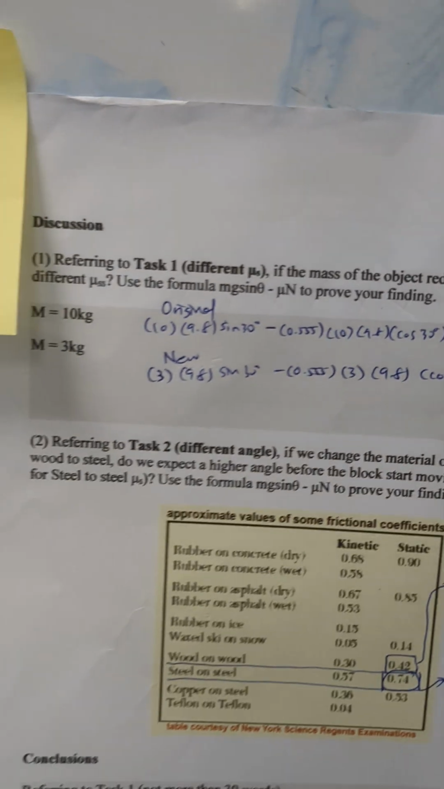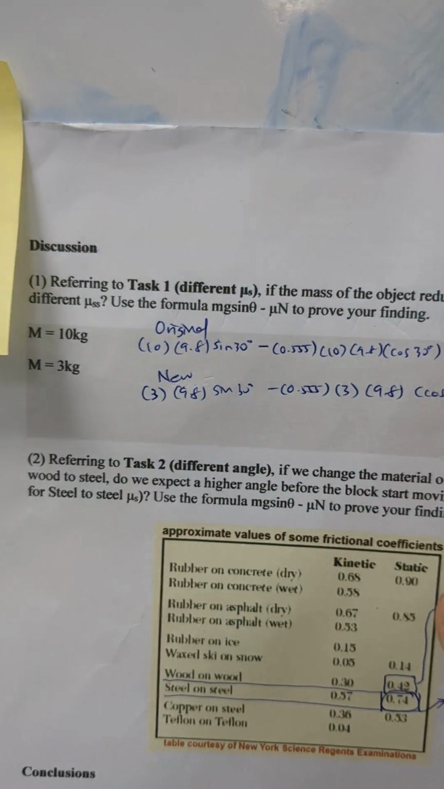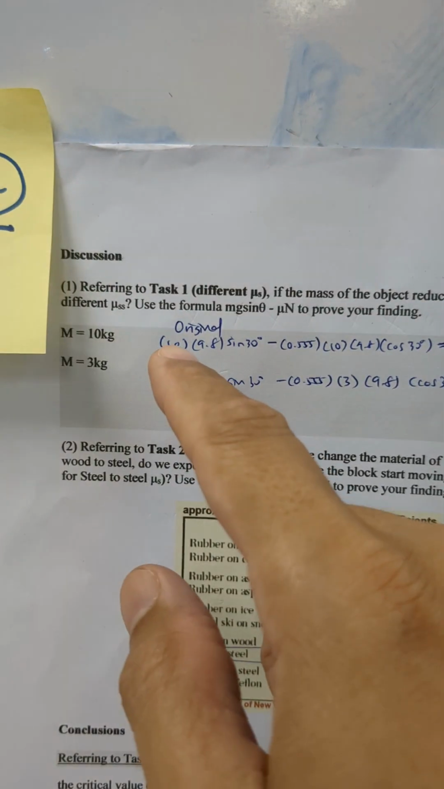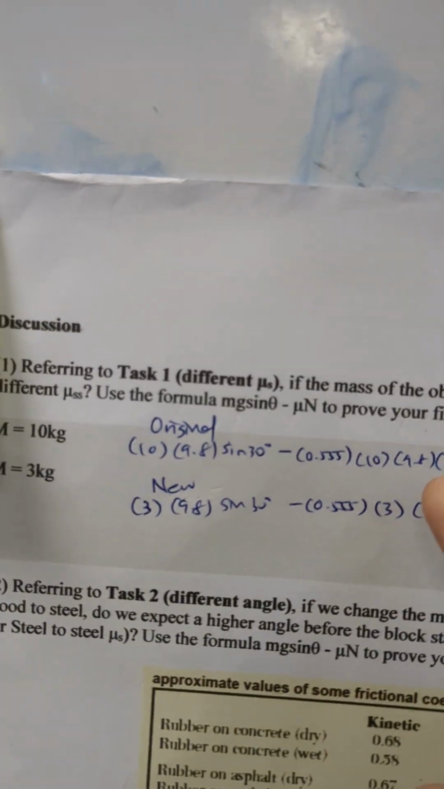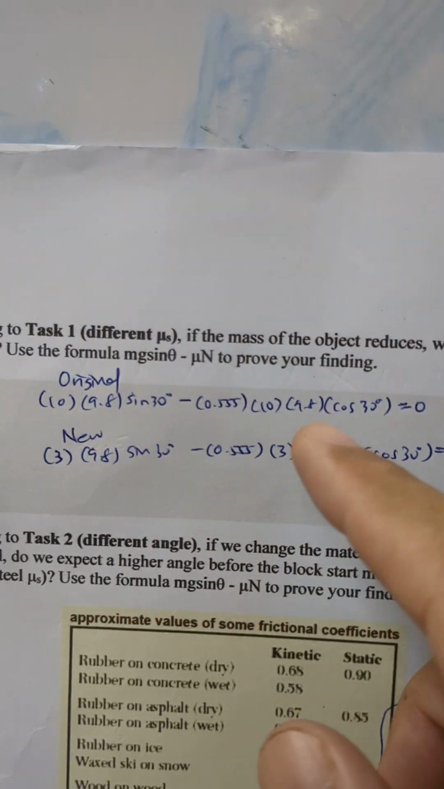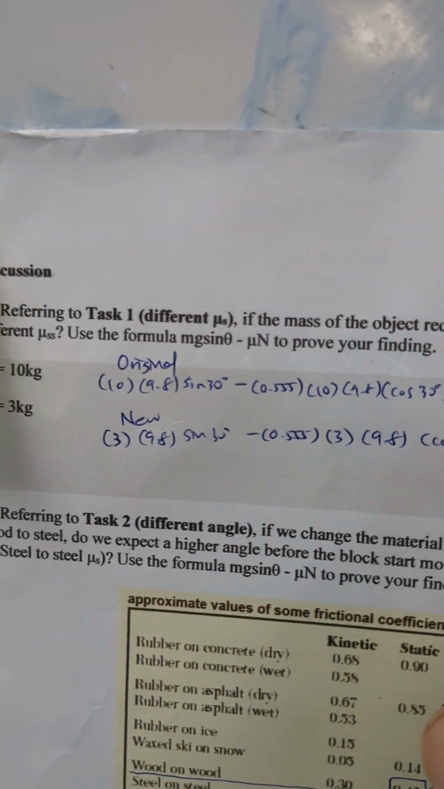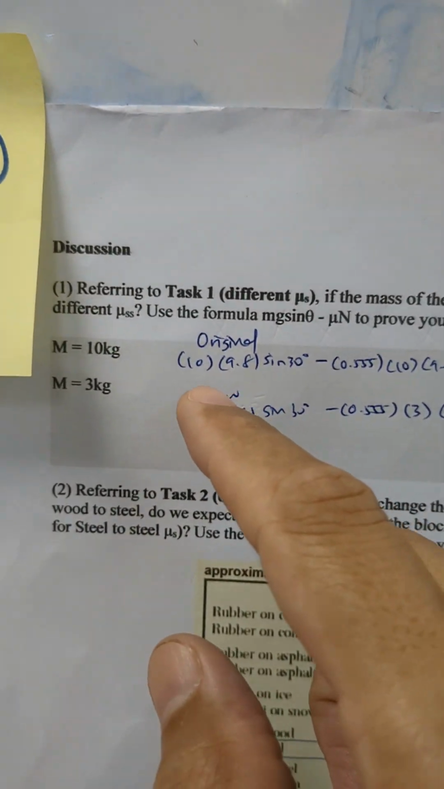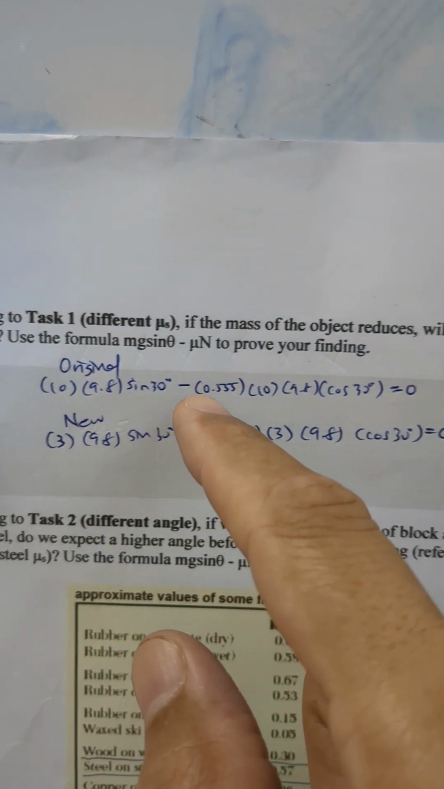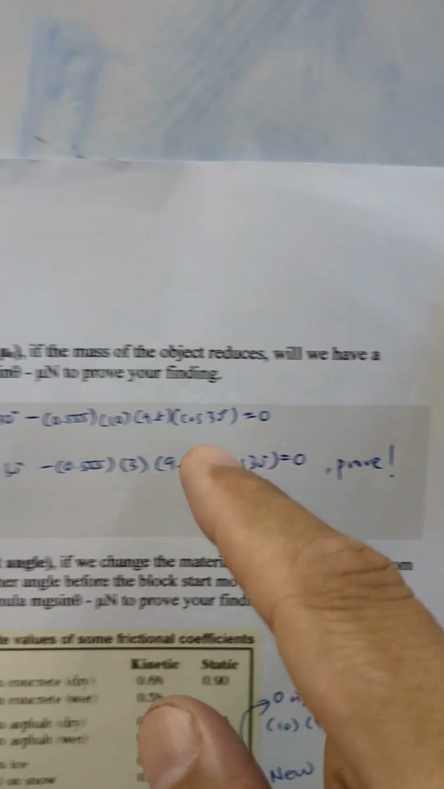Alright, I'm member 4. I want to explain this discussion about when we change the weight. When we change the weight, will it affect the object, whether it moves or not? So we're going to prove it by putting the original weight, which is 10 kilograms, into the formula, and then we do the calculation, and it equals 0.